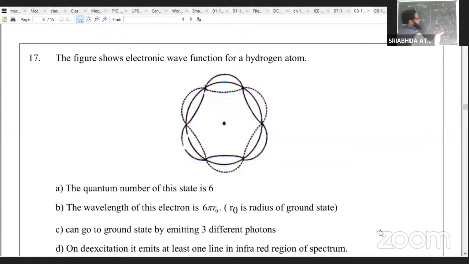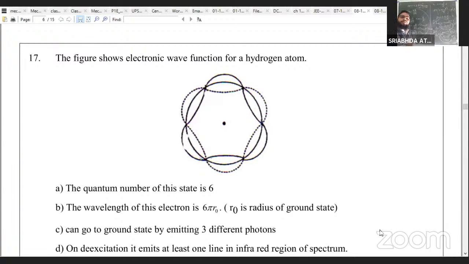Why? Because suppose in ground state the number of wavelengths is 1. In second it will be 2, in third it will be 3, just like that. In n equals 2, the wavelength pattern will be like that, because the radius also increases. This is 1 wavelength, and this is 2 wavelengths. Next, radius will increase, periphery will increase, so n equals 3 has 1, 2, 3 wavelengths. Any confusion up to this?